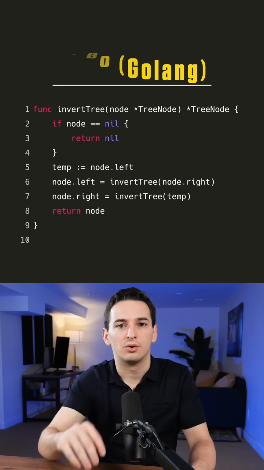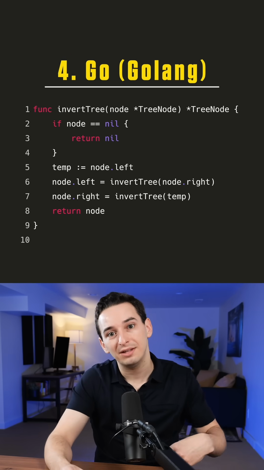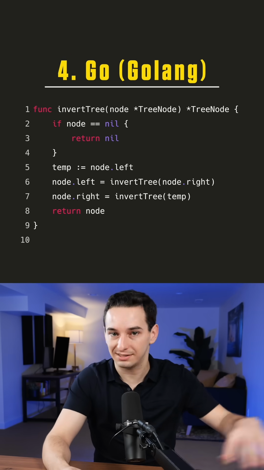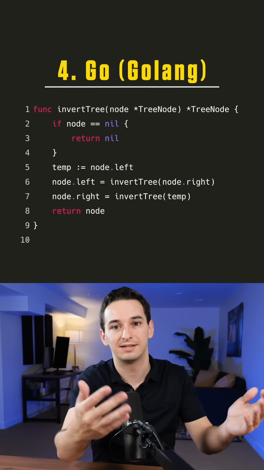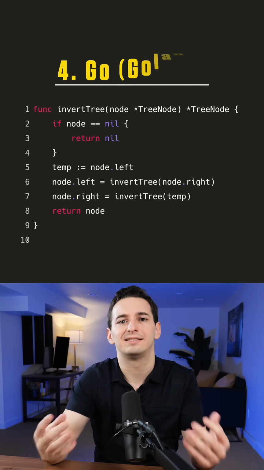Number 4 is going to be Golang or Go. And what's so cool about Go is you get many of the performance benefits of languages like C++, which historically have been considered very difficult to write, but you get it in a very clear and simple syntax.